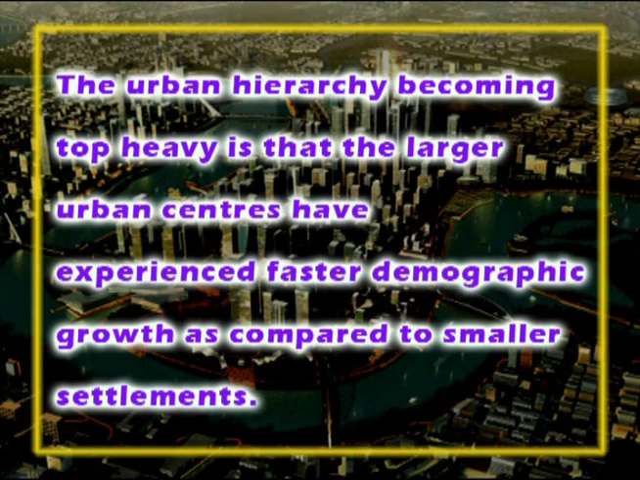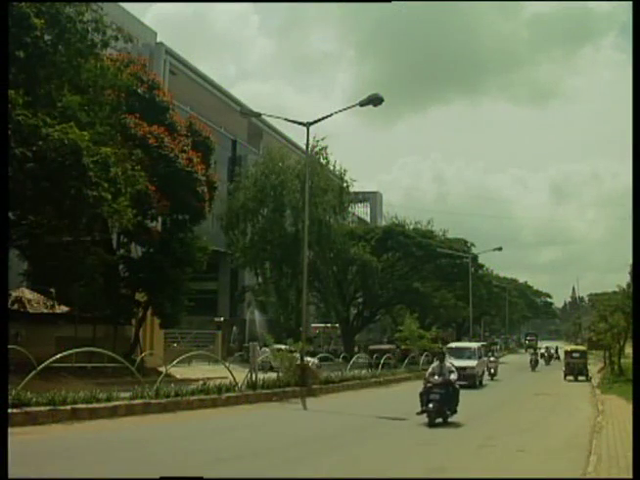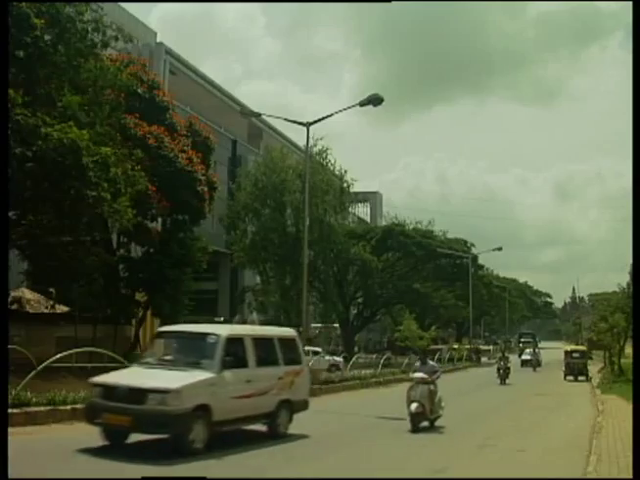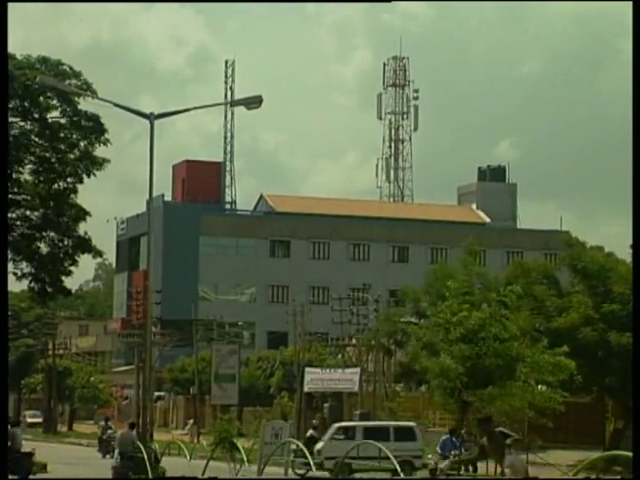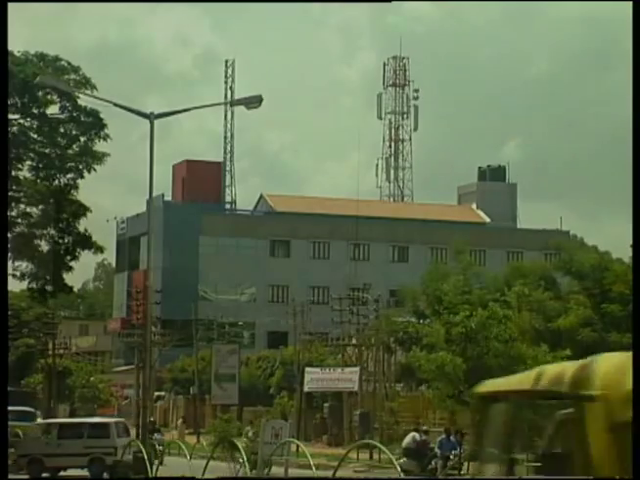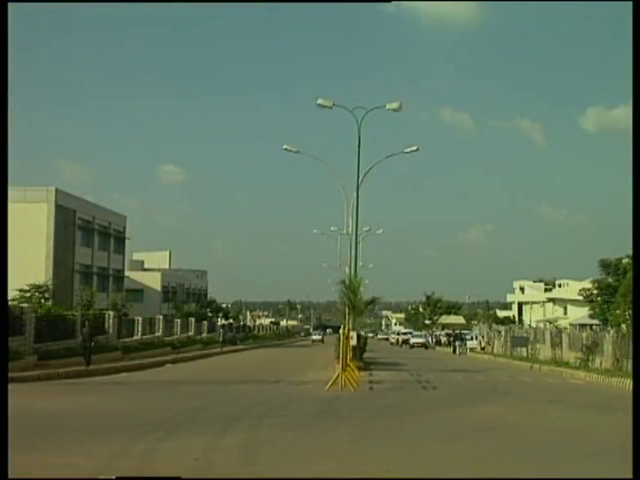The enthusiasm for the above package of solutions among both international and national organizations is the reason why issues concerning the hierarchy of urban settlements have not received adequate attention from researchers. The urban hierarchy is becoming top heavy, as the larger urban centers have experienced faster demographic growth as compared to smaller settlements. The class 1 cities, for example, registered an average annual growth rate of 3% during 1981 to 91, which is higher than that of lower order towns.